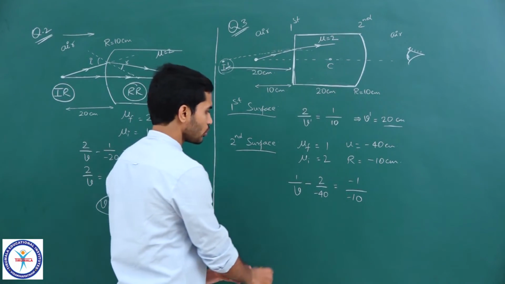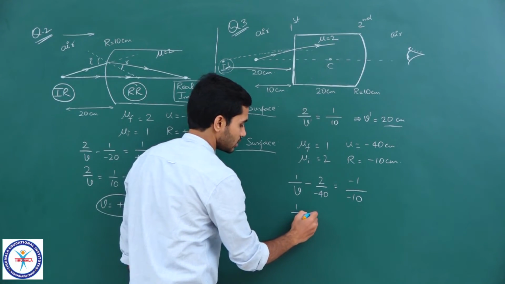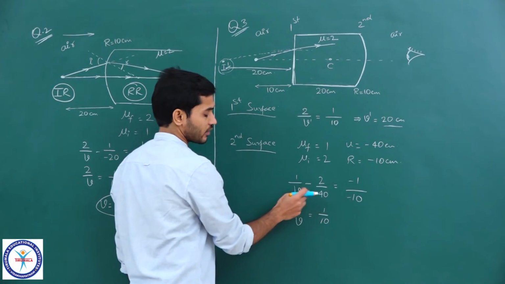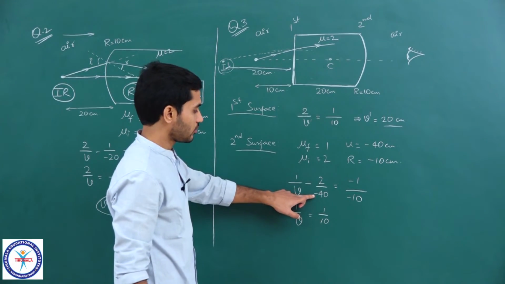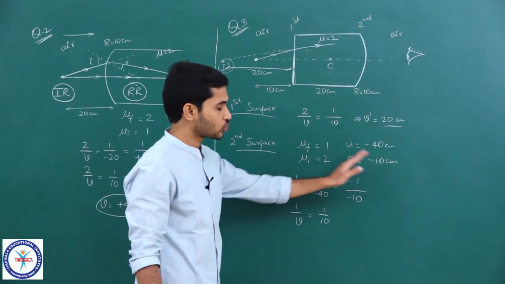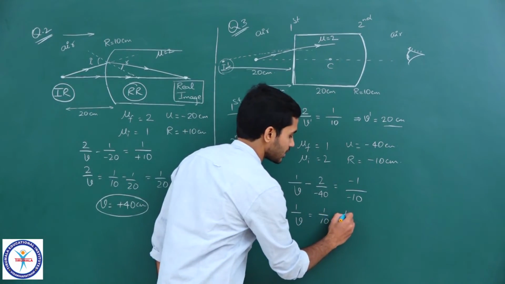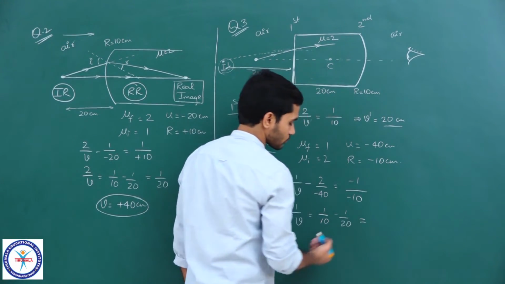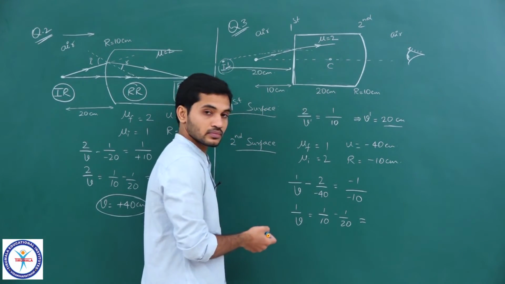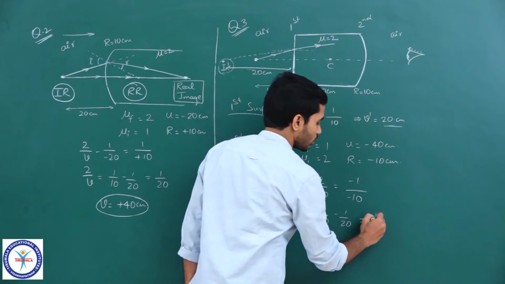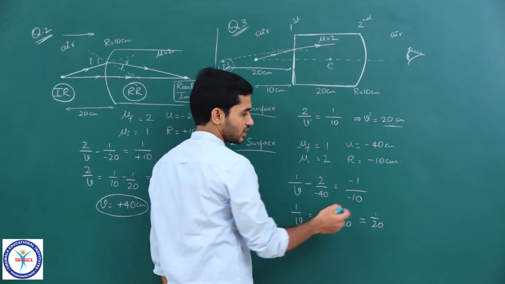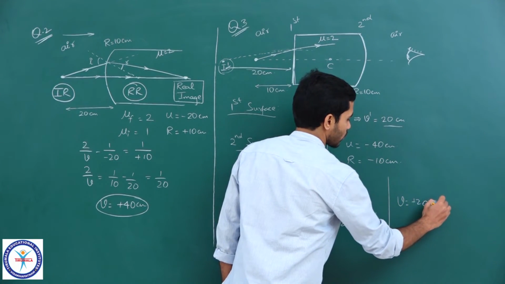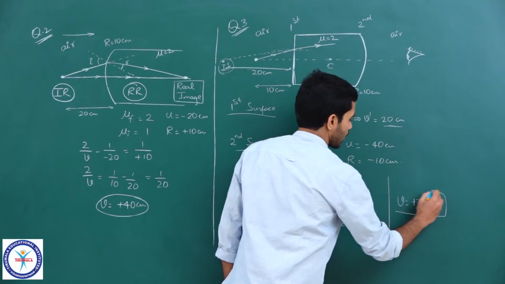So, that is it. What do you get by simplifying this? 1 by V is equal to, here we have 1 by 10. What do we have here? 1 by 20 with a positive sign, right. If it goes to that side, it becomes negative. So, minus 1 by 20. So, what do we get solving this? 1 by 10 minus 1 by 20 will be 1 by 20. So, the final answer which I will get is V is equal to plus 20 centimeters.